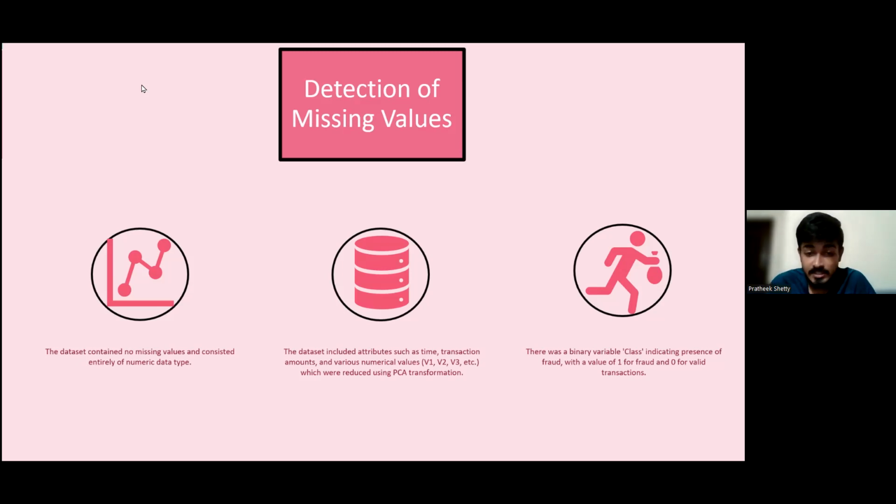The data set included attributes such as time, transaction amounts, and these numerical values V1, V2, V3, so on till V28, which were reduced using PCA transformation. And like I said, there was a binary variable class indicating presence of fraud. If this feature was 1, it implied that it was a fraud transaction, and if it was 0, it was a valid transaction.